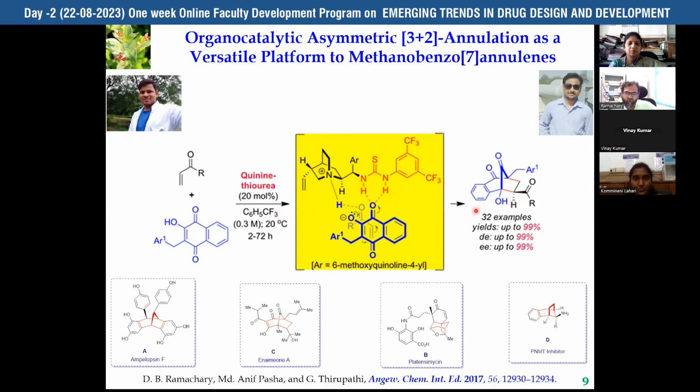Imagine if you go some 10-15 years back, to synthesize this in an asymmetric version, you needed extraordinary planning, with argon, metal, ligands, and temperature controlling, going up and down. There's a lot of effort you needed. But the way technology is improving, it is very simplified. That is the way of the future.